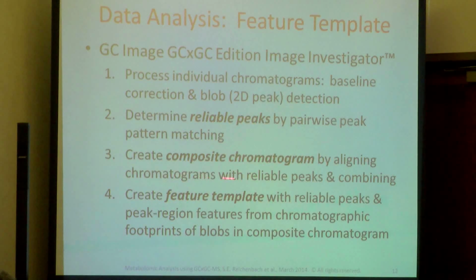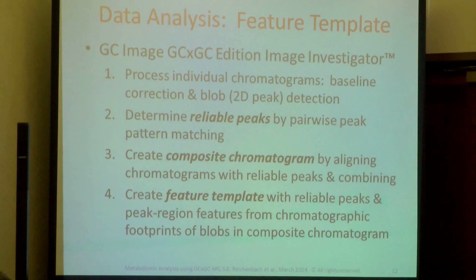Our next step then is to create a composite chromatogram. By aligning each of the chromatograms, we then add them up, although other means of compositing would be available. In this case, we just add them up and get what we call a composite chromatogram. The idea is that in this composite chromatogram you get every compound that was present in any of the chromatograms, and hopefully in the correct retention time position relative to all the other chromatograms.